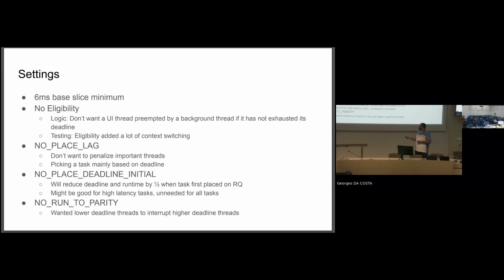No run to parity will keep the current task on the run queue until it becomes ineligible. But when we disable eligibility, it's always eligible. So it defeats the purpose of it. And usually, if there is a task with a lower deadline, for the most part we want it to preempt the current task.